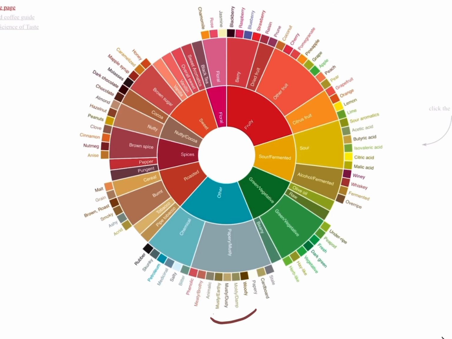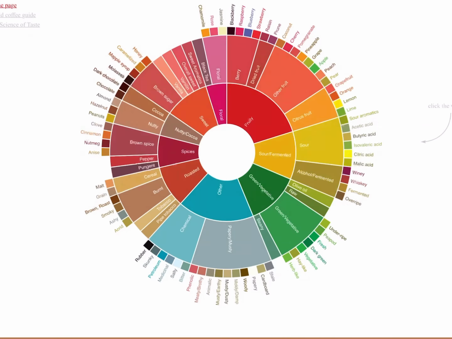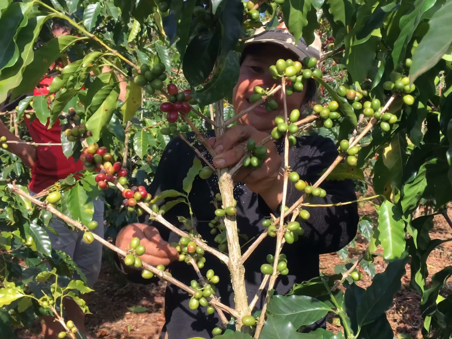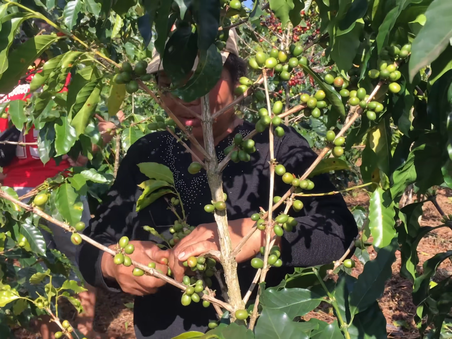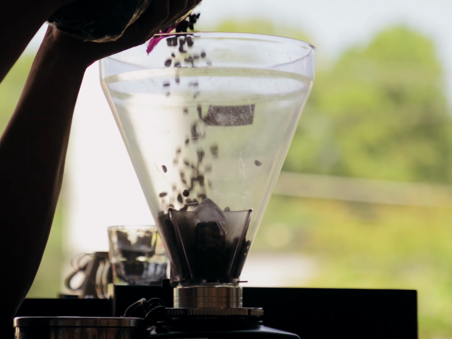Now I want to talk about a section of the wheel I'm going to refer to as unusual notes. This section here includes notes such as woody or even musty earthy. Many coffee drinkers may initially assume that these are undesirable flavors, but a number of coffees, such as Sumatra, are actually known for their woody or musty flavors.